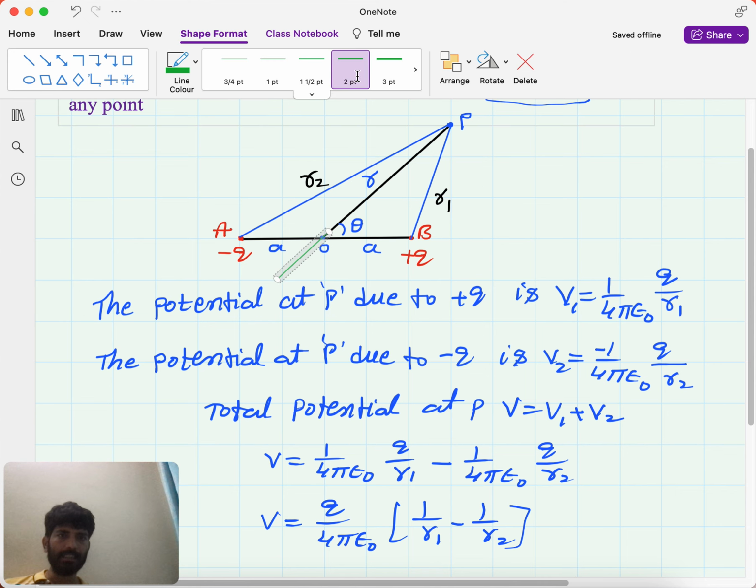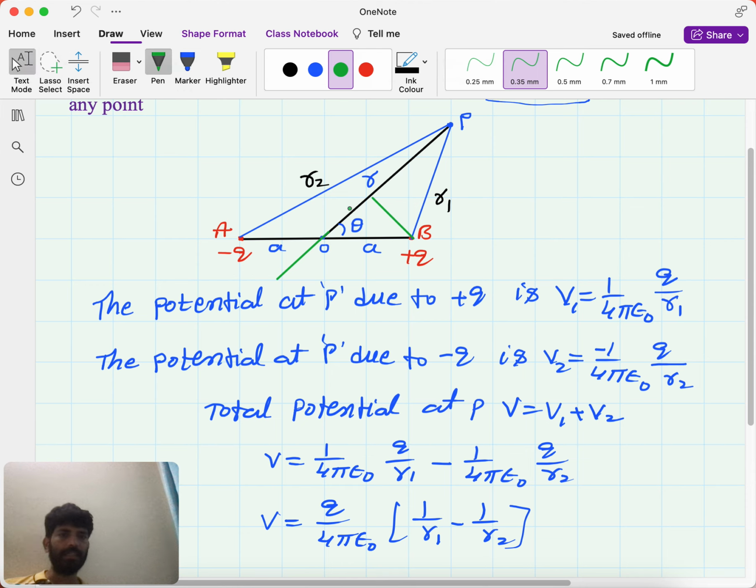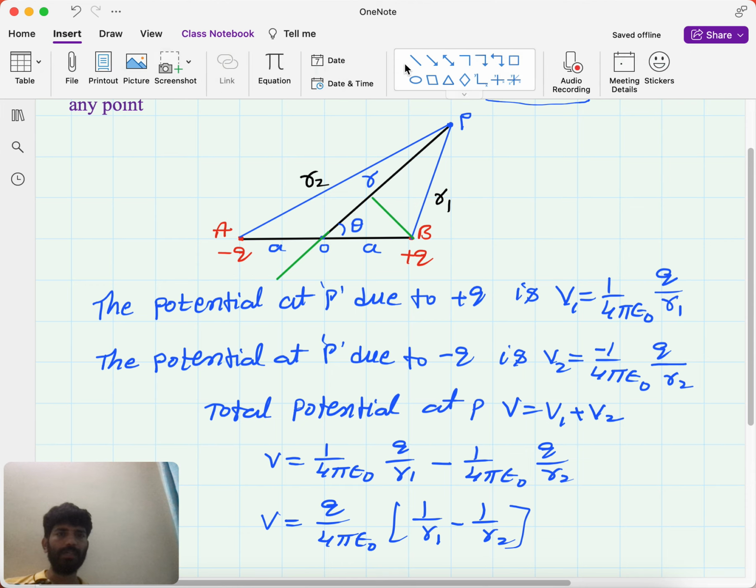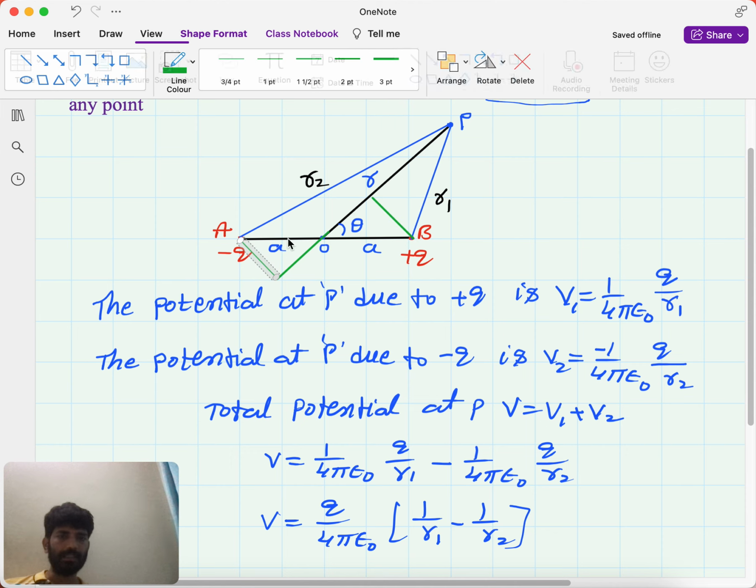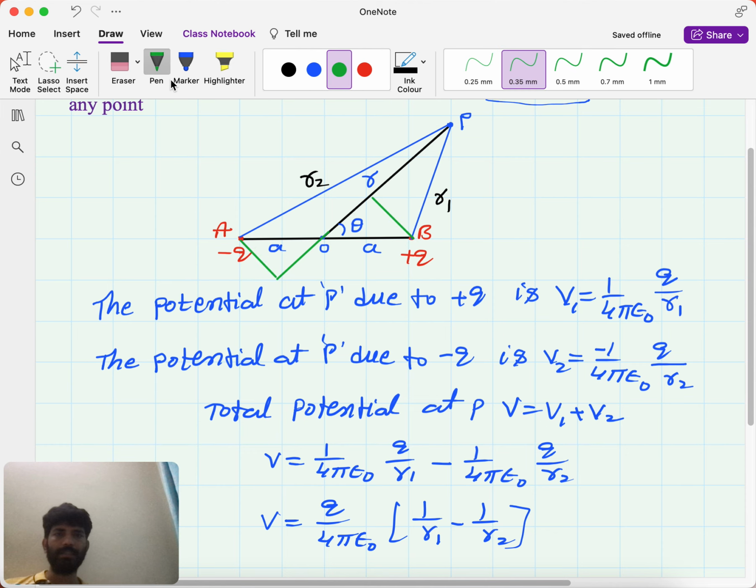This is the extended line, and we can draw one normal line from point B to OP, and one more line from point A. We need to imagine right angle triangles here. This is point C, a right angle, and this is point D, which is also a right angle.